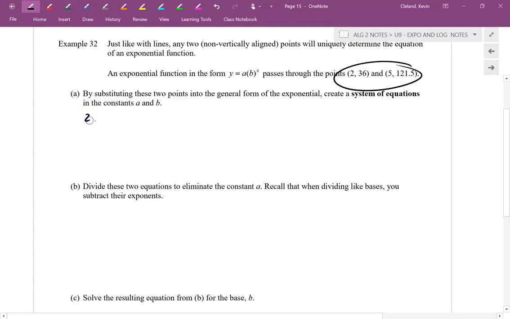So let's start with the coordinates they gave us. Now I kind of like them in reverse order, and you'll see why in a minute. So I'm going to put this one first, and then this one second. And I'm going to plug those in to the general form again. And so what that gives us is a times b to the fifth.